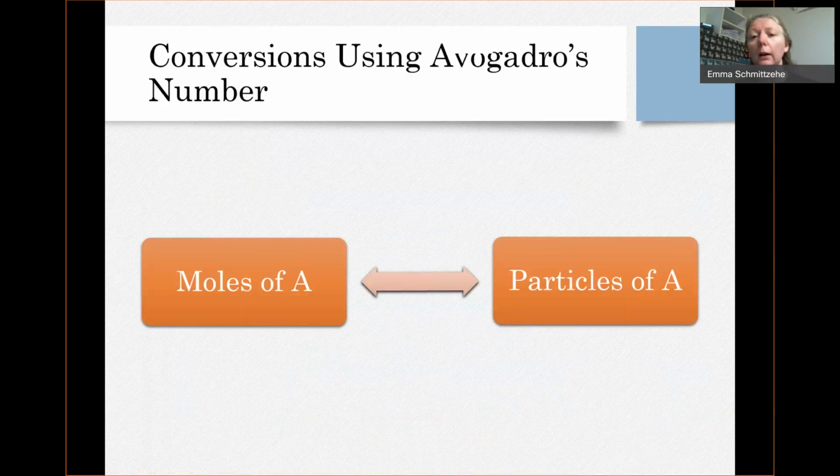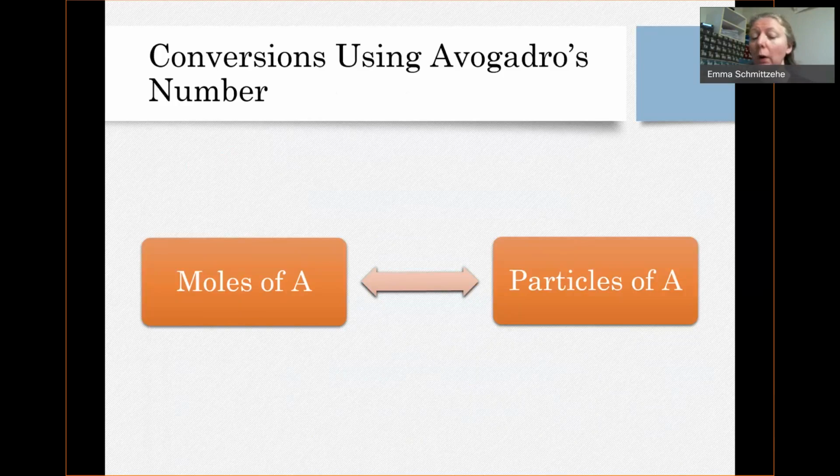And so I guess before I have the examples, I want to show you the basic layout. Conversions using Avogadro's number are always going to involve moles of something and particles of that same something. So the basic idea, we have moles of A, and we can convert it to particles of A. Or we could take particles of A and convert it to moles of A. That particles part, I'm using a generic term because A could be an atom, a molecule, an ion, a formula unit. It doesn't matter.